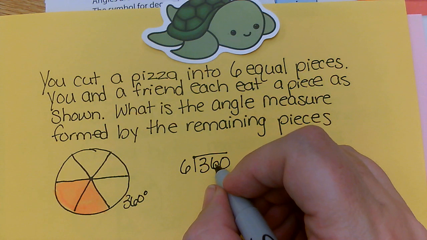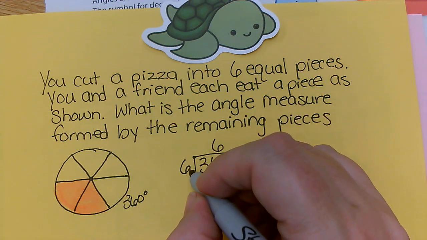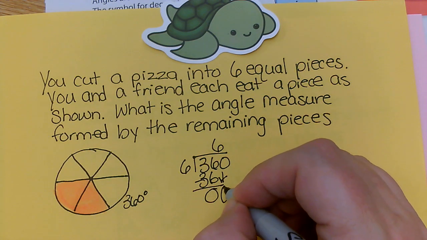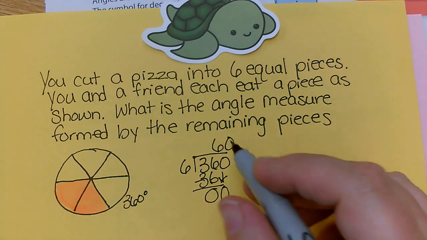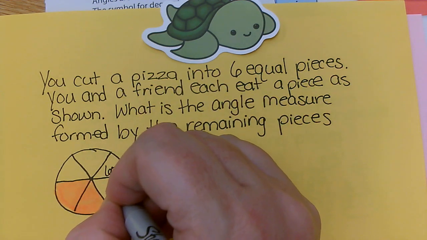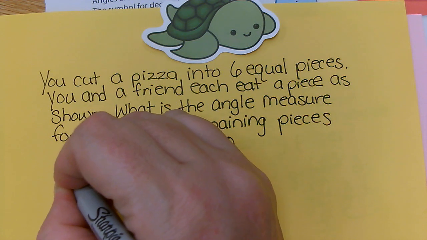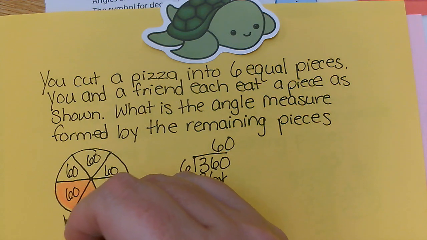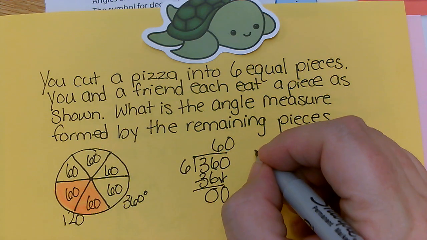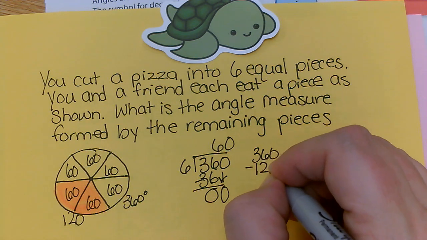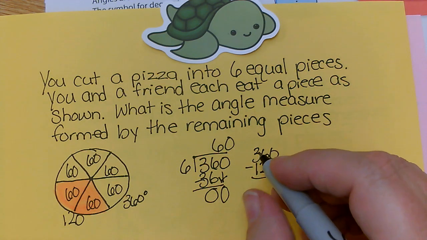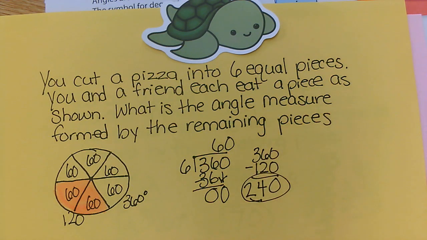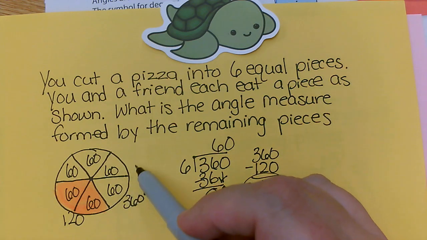Well, 6 goes into 36 6 times. 6 times 6 is 36. Subtract, I end up with 0. Bring my other 0 down. Can't do anything, so I'm going to put a 0 there. So it's 60. So each one of these is worth 60 degrees. Okay? So this is how much they ate. So they ate 120. So I can say 360 minus 120, right? And that would give me 6 minus 2 is 4, 3 minus 1 is 2, 240 is how much they have left.